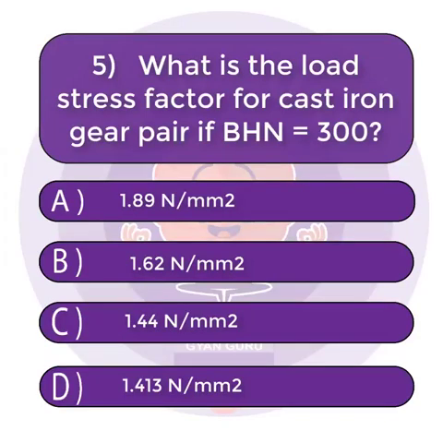What is the load stress factor for cast iron gear pair if BHN equals 300? A. 1.89 N/mm². B. 1.62 N/mm². C. 1.44 N/mm². D. 1.413 N/mm².